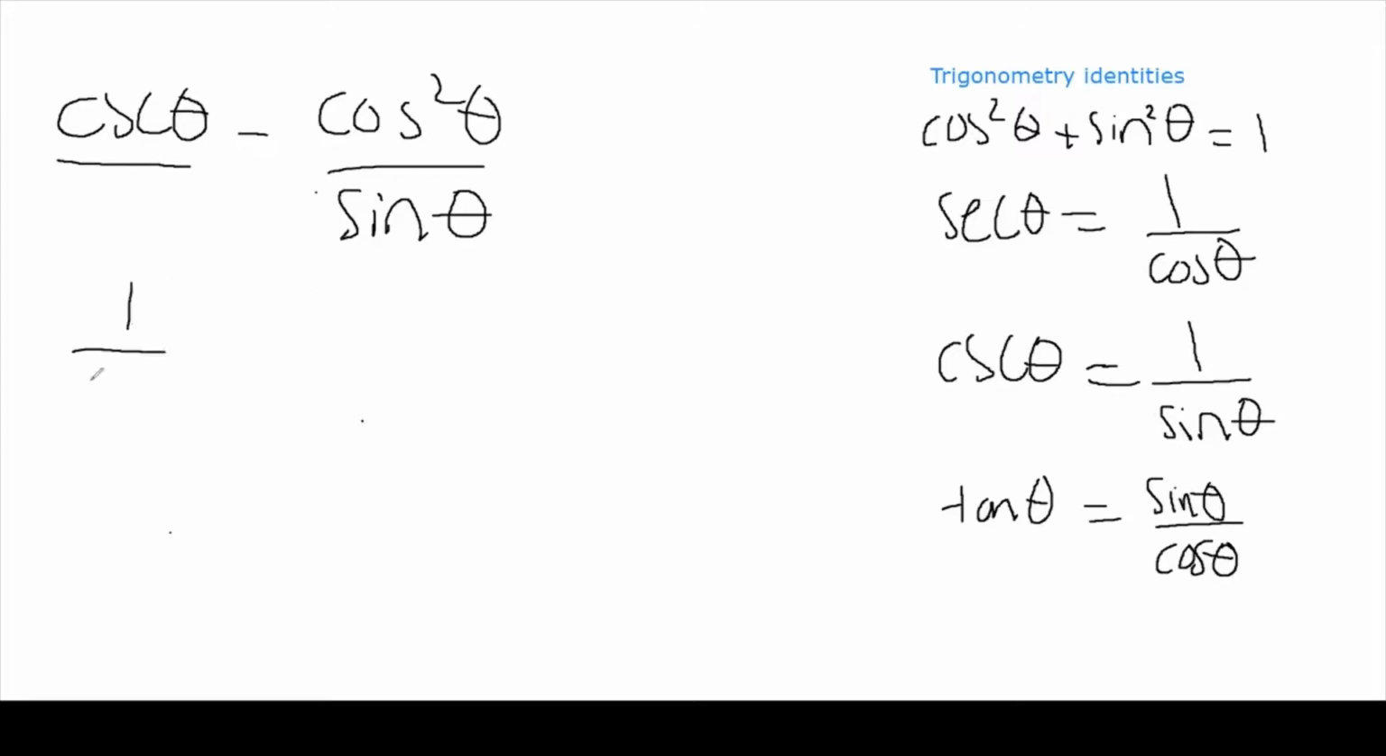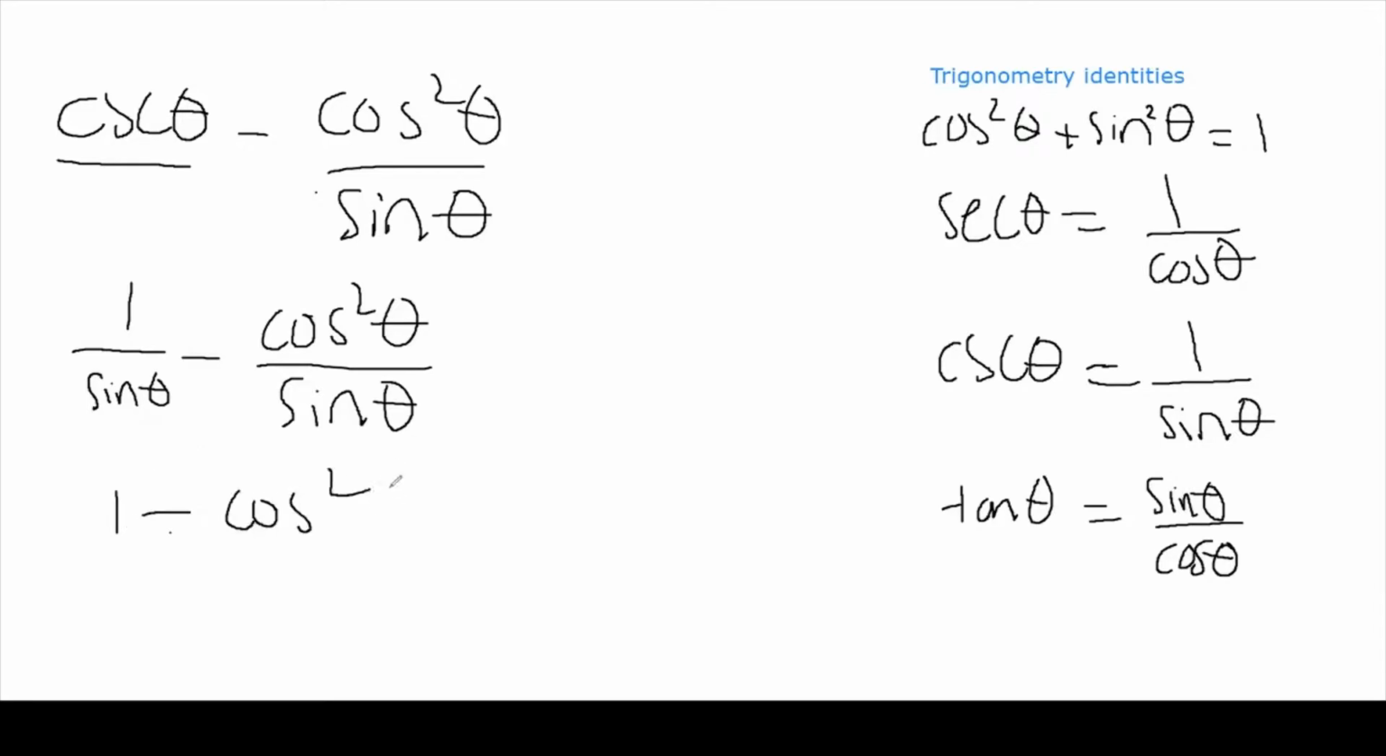Cosecant equal to 1 over sine of theta minus cosine square of theta divided by sine of theta. And for this, luckily we have the same common denominator, and we just rewrite it into 1 minus cosine square of theta over sine of theta. Okay, and what is 1 minus cosine square of theta?